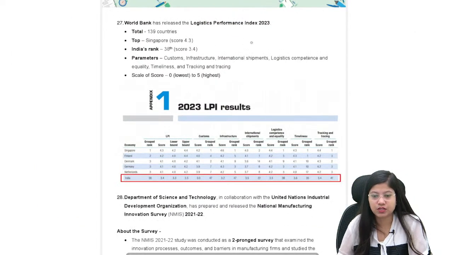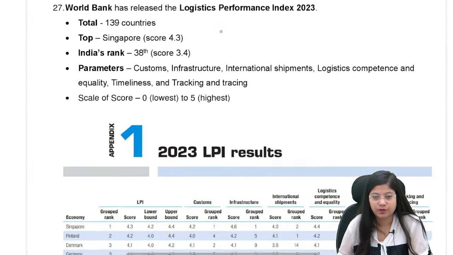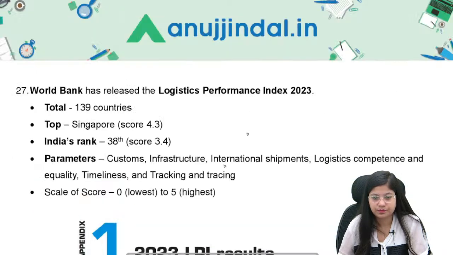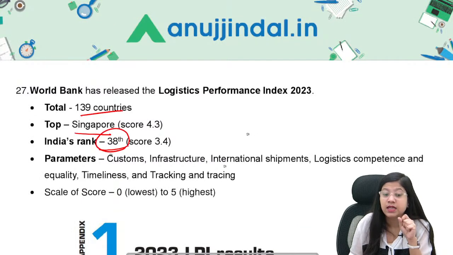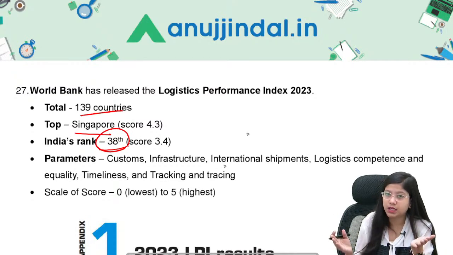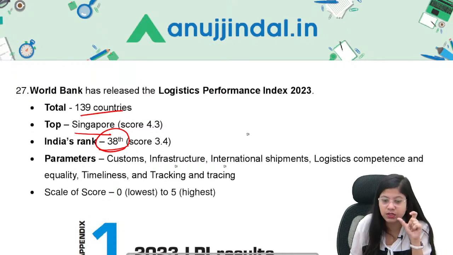Next is our Logistics Performance Index of the World Bank. Okay. 139 countries were assessed. Singapore is at the first position. Then India's rank is 38th out of the 139 countries. So again, very good position relatively.